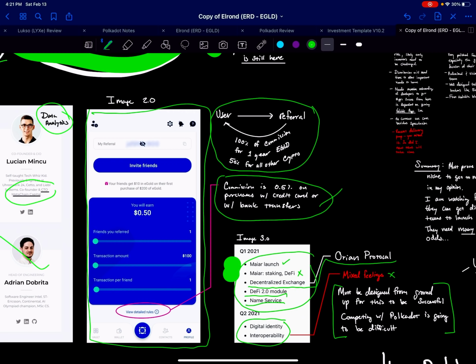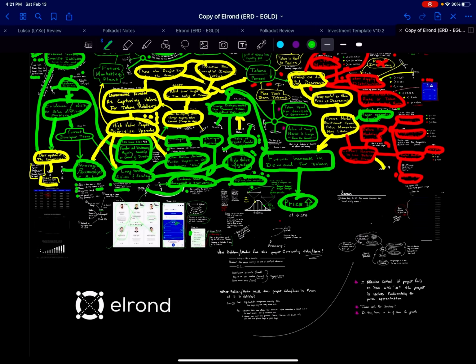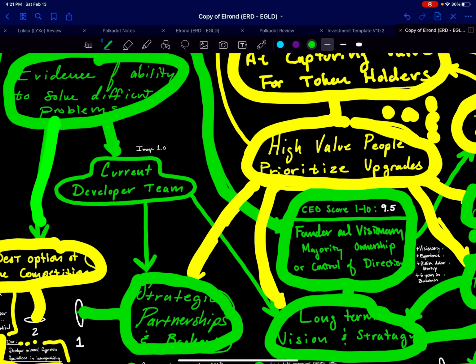So, like if your friend does one transaction, he buys $100, you get 50 cents. But if someone does this regularly, or if you hit up hundreds of people, or if you have a YouTube channel or something and you get a bunch of references, you can get this to be pretty high. Okay, so the current developer team is pretty solid, as I've reviewed.